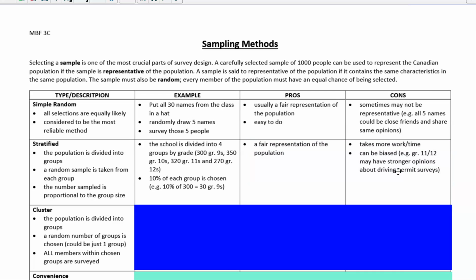Okay, some pros to that is that it is also a fair representation of the population, right? We are surveying the same percentage of each group, okay? It does take a lot more time and work on the surveyor's part to figure out how many of each group needs to be surveyed. And just like all of them, really, it can be biased, right? So maybe grade 11s and 12s have a stronger opinion if we're doing a survey about getting your driving permit, right? So it would just depend on what you are surveying the population about.